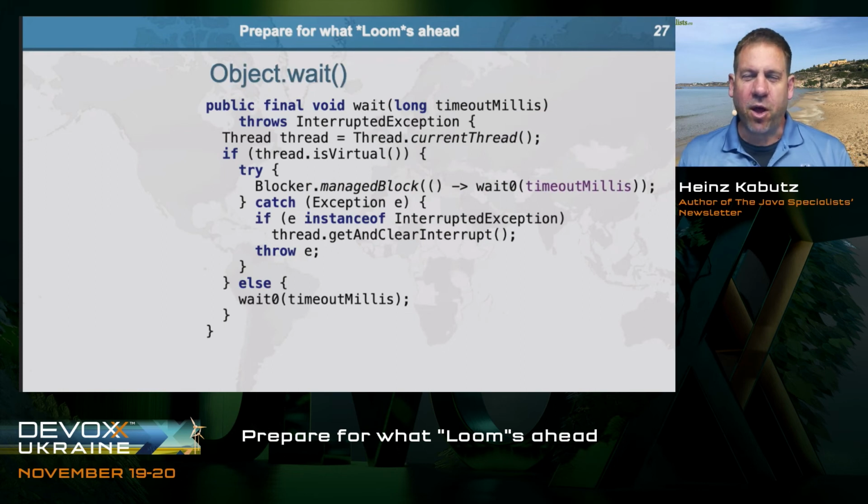And this is what the object wait looks like now. They check if the current thread is a virtual thread. If it is, then they say managed block. This is an internal method for blocker, for managed blocker, and so it does the task of waiting inside that code. And then if it's an interrupted exception, we rethrow that. So this is how the wait works, and it might increase the number of threads this way.